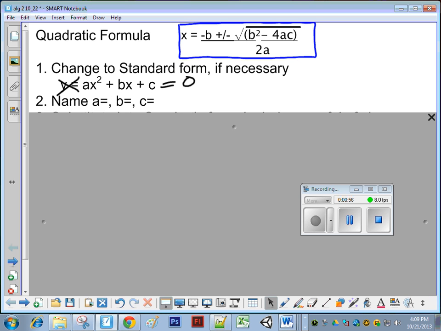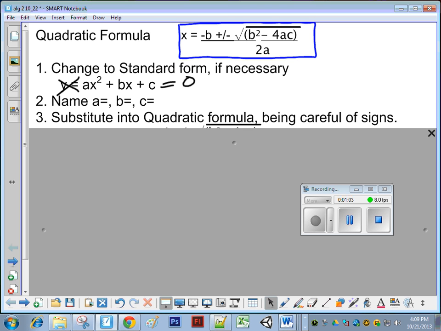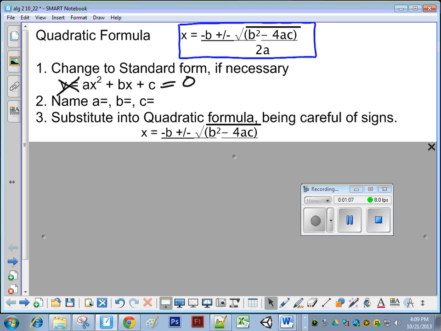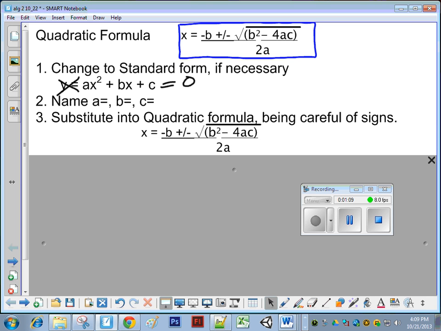All right, so we name our a, b, and c. Based on that, those will all be integers. There won't be any variables in there. Substitute into the quadratic formula, being careful of signs. Here's that formula again.